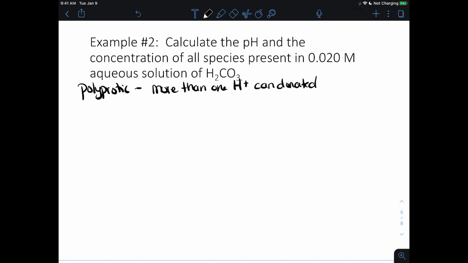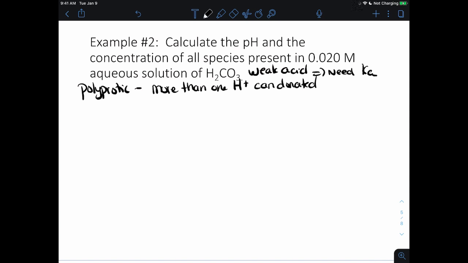Again, first question, what is that? Acid or base, strong or weak? And it turns out H2CO3 is carbonic acid. This is a weak acid. And since it's a weak acid, we're going to need a Ka value to figure out how much this acid dissociates to know how much H3O+ it makes.